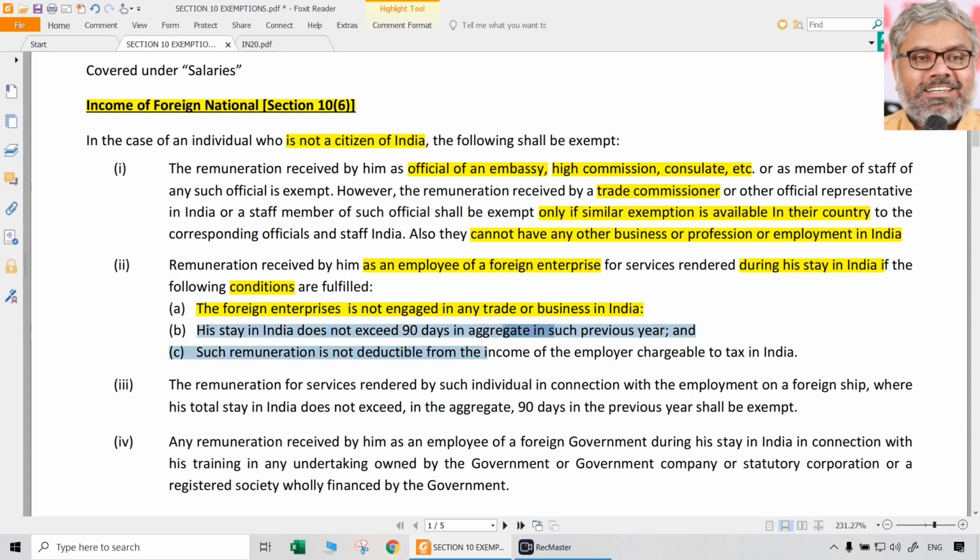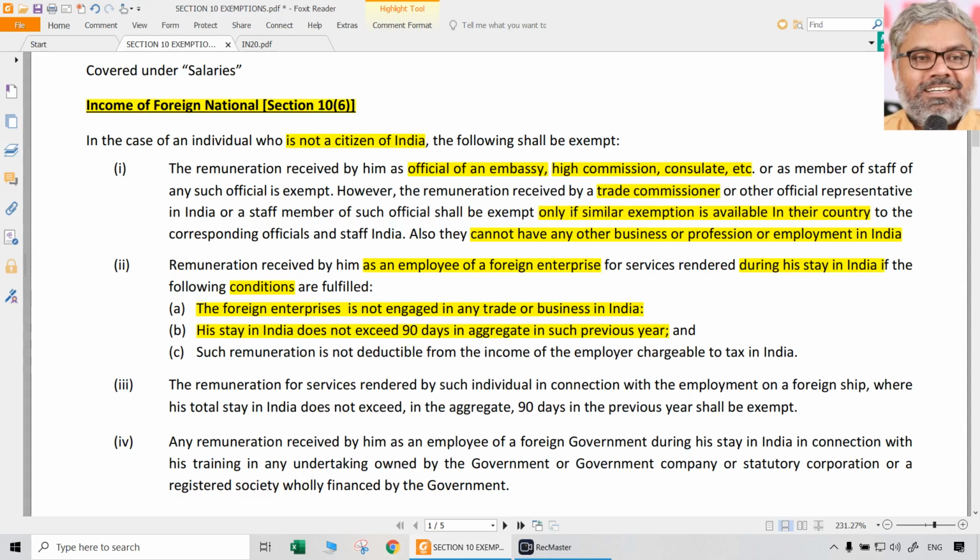And the second condition is that the stay in India should not exceed 90 days in aggregate in the previous year. In aggregate, not continuous. The total period of stay during the previous year should not exceed 90 days. Are we saying that get out after 90 days? No, that is none of our business. If 90 days are exceeded, then the 10(6) exemption is not there. That's all. The remaining tax provisions will apply.